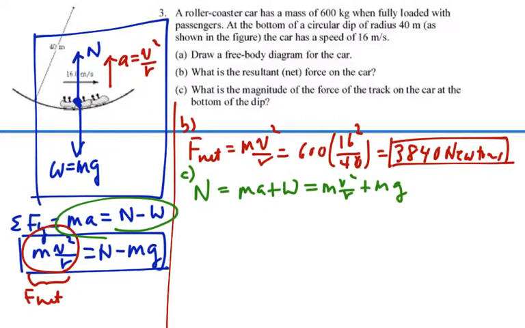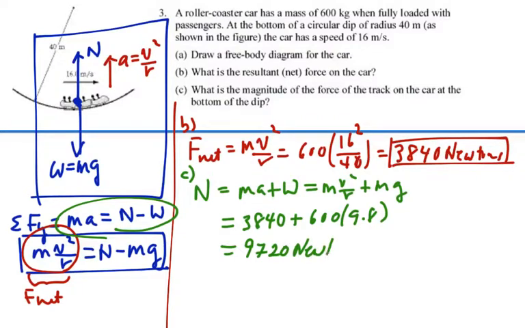We already figured out mass times velocity squared over r. That's 3,840 newtons. Plus mg will be 600 times 9.8. So this would be 9,720 newtons. So that is the normal force of the track on the car. That's the magnitude of the force on the car, and it would be, in this case, going upward towards the center of the circle. Answer.